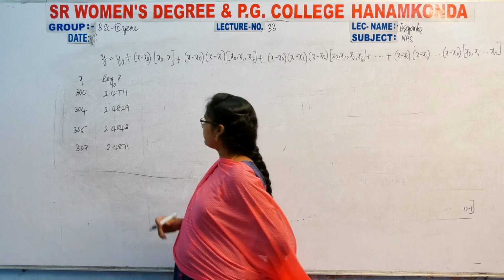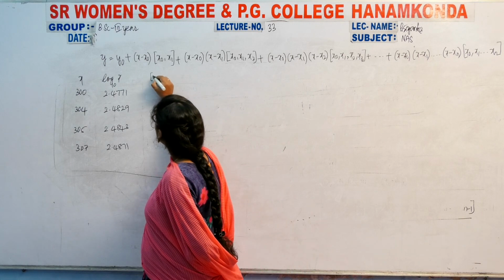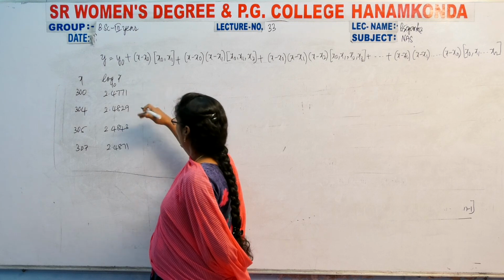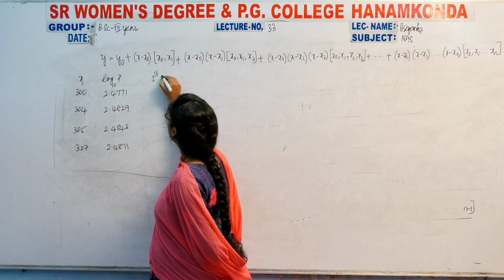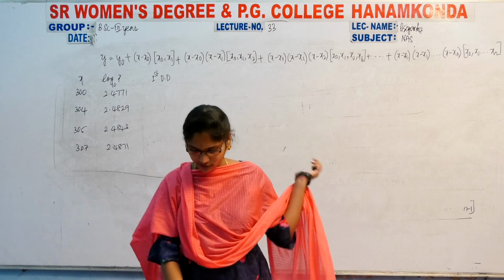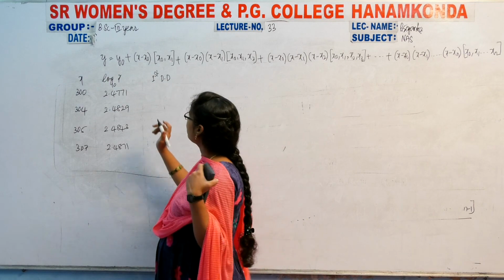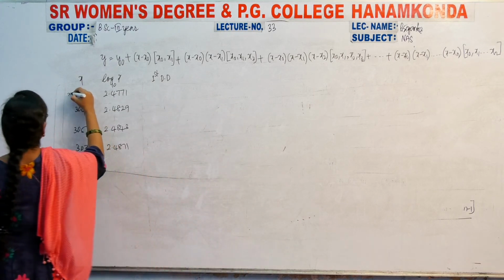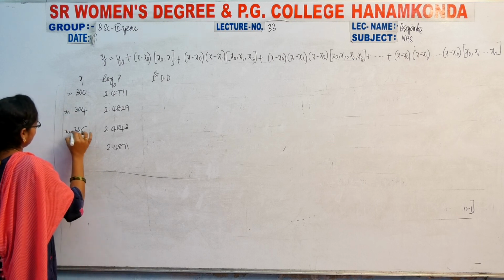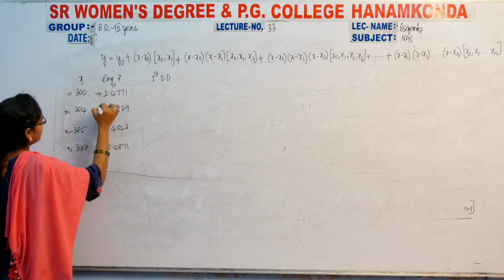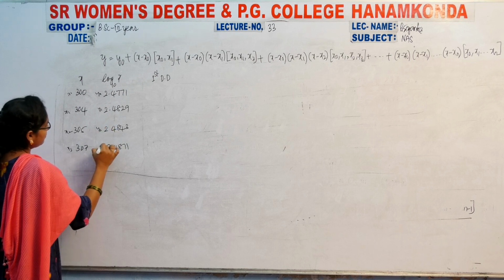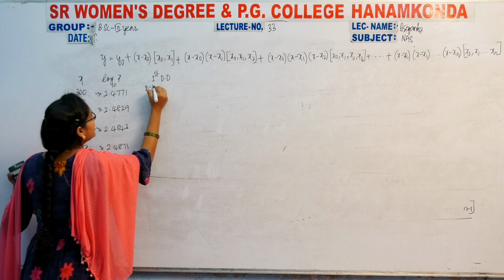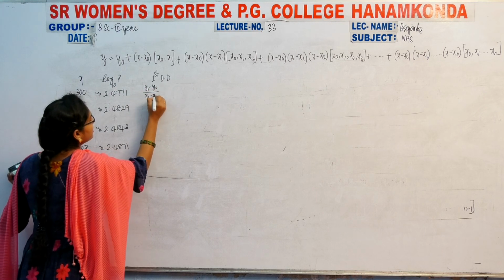First, divided differences. That means x naught comma x1, otherwise simply the first divided differences. Listen carefully. For x0, x1, x2, x3 and y0, y1, y2, y3, what is the formula for the first divided difference? It is y1 minus y0 by x1 minus x0.